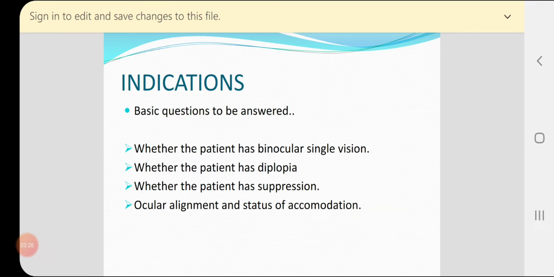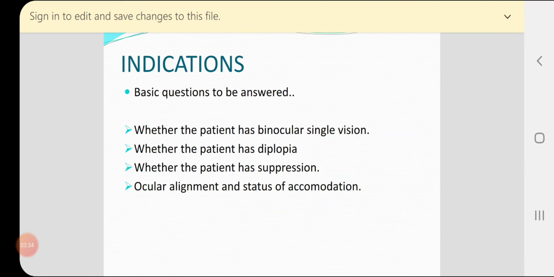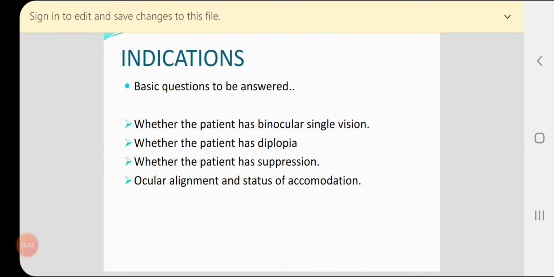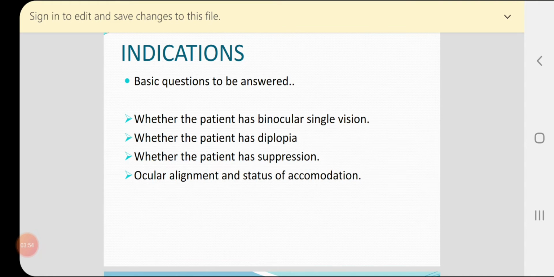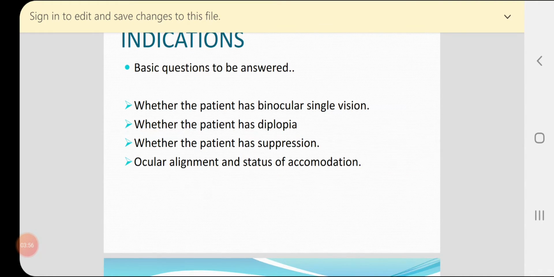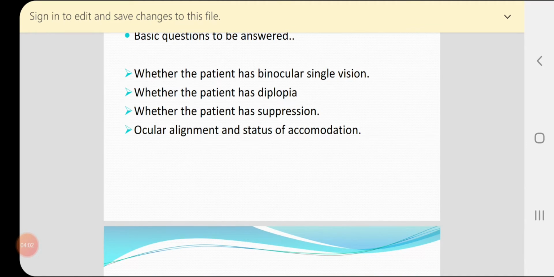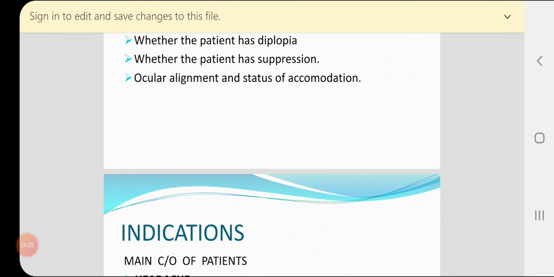Also, some students and children complain that when I am studying, I cannot concentrate on my studies. So we have to stick to the complaint of the patient. Now, what are the basic things we need to see? Whether the patient has binocular single vision, meaning if he can use both eyes to fuse into one image; whether the patient has diplopia, meaning double vision; whether the patient has suppression, meaning he suppresses one eye's image, which happens in amblyopia. We have to check the ocular alignment and the status of accommodation.